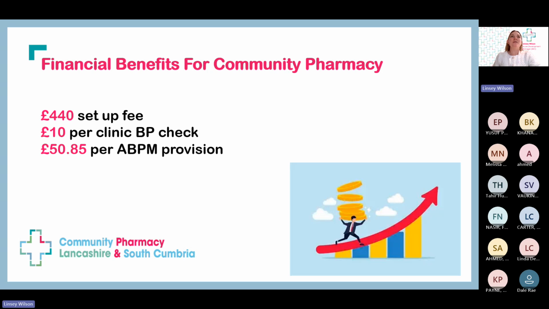So naturally, with every service, there are financial benefits. I'm very aware that ABPM machines at the moment are quite costly. Prices start at around £800. However, if you look at the financial benefits of the service, half of that cost will be covered by your setup fee, so that's £440. Then you get £10 per clinic blood pressure check. And naturally, if we're leading on to do an ABPM, we've done a blood pressure check first. And then you get just short of £60 for your ABPM provision.